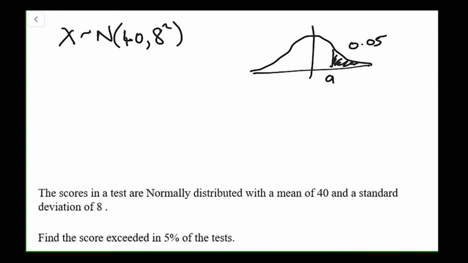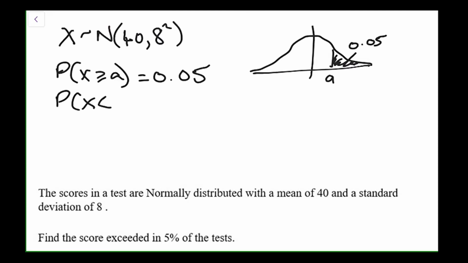5% should be above that value. I'm going to write a mathematical statement for this. The probability that x is greater than or equal to a should equal 0.05. To put this into the calculator and make use of the inverse function on the calculator, we can say the probability that x is less than a is equal to 0.95. We need the less than probability to go into our calculators. We need to know the probability to the left of our unknown value to put into our calculator.